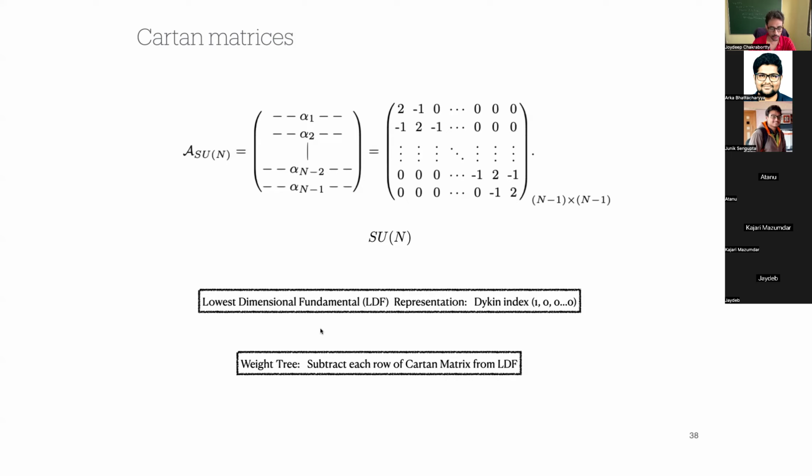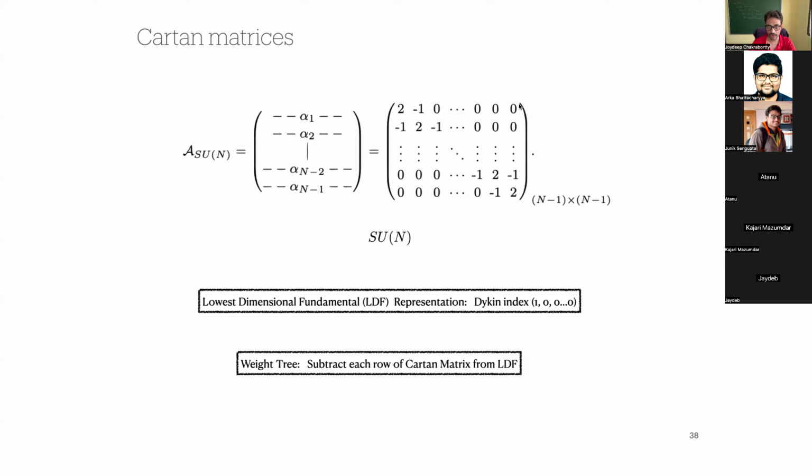Okay, but we'll focus on the lowest dimensional fundamental representations, and they are written in this way. You have the Dynkin index as 1 and all the other elements are basically 0. Once we have this information, we can calculate something called the weight tree. How to calculate the weight tree? You start with 1 0 0 0 and then you subtract each row from this.